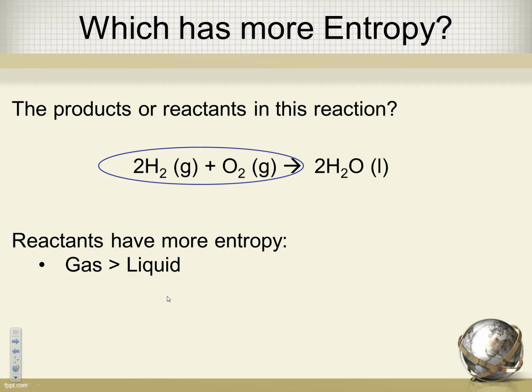The other thing is, if you notice, there are a total of 3 molecules on the left-hand side. There's 2 hydrogen molecules and 1 oxygen molecule, versus on the right-hand side, we have 2 water molecules. So 3 molecules on the left, 2 molecules on the right. Having it split into more molecules means that there are more combinations and more distributions possible. So having more pieces or more molecules or moles would increase the entropy. So there are 2 reasons why the reactants have more than the products in this case.